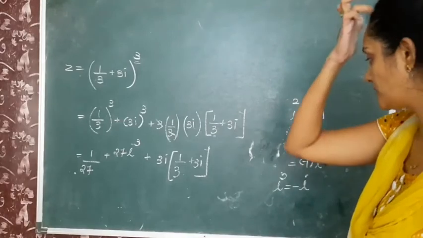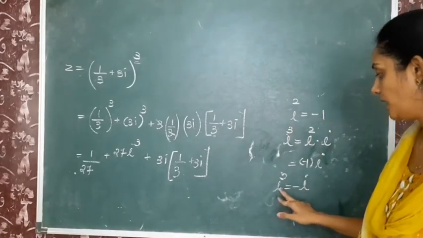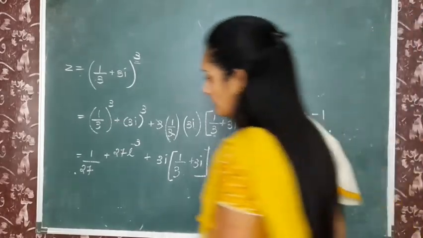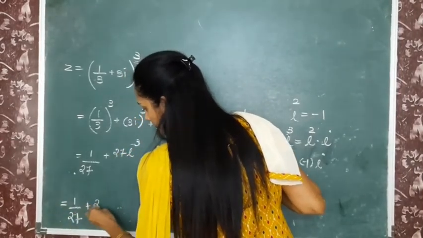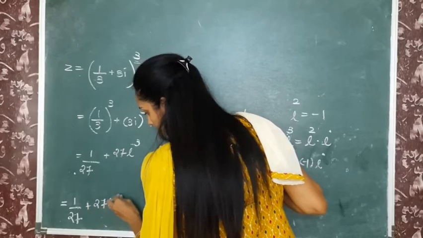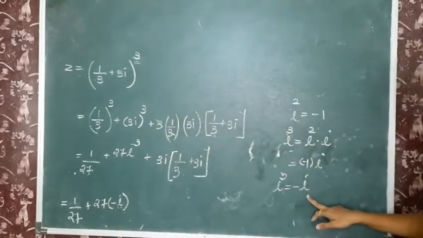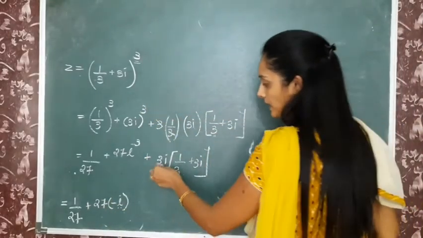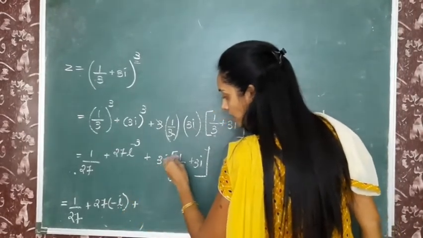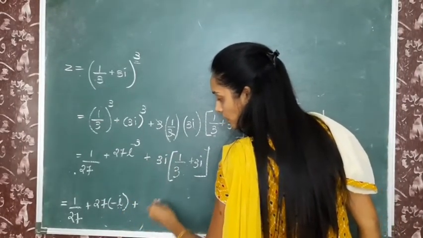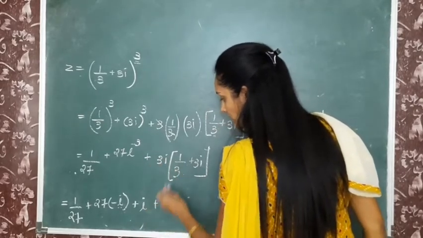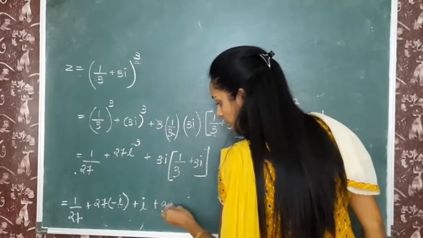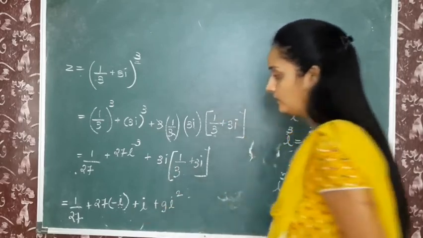We have learned the powers of i. Okay, so i cube is replaced by minus i. So 1 upon 27 minus i. Okay, i cube is replaced by minus i. Now we multiply 3i. So 3i into 1 upon 3. So 3 cut. So here i plus 3 3s are 9i into i square.